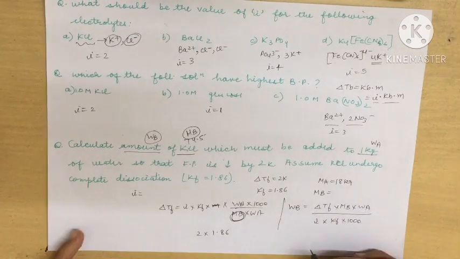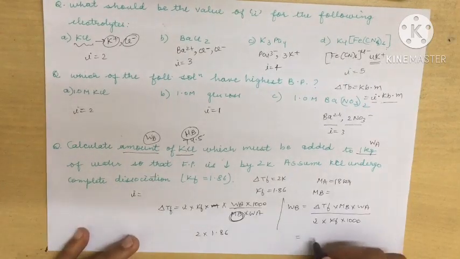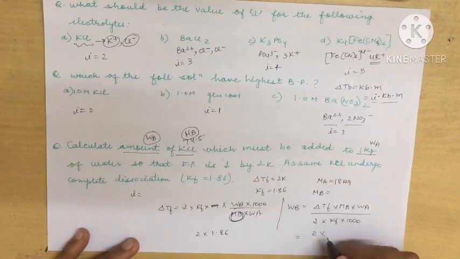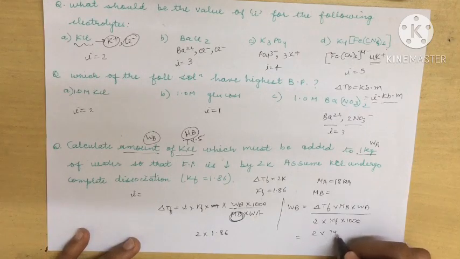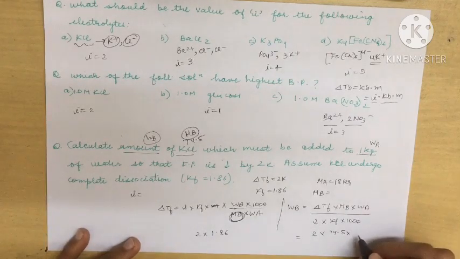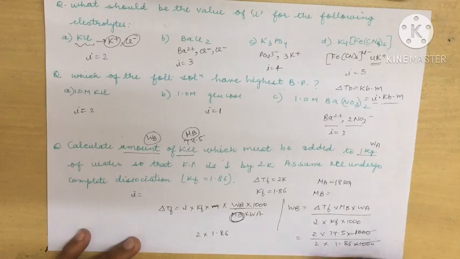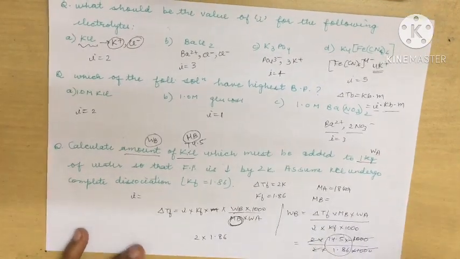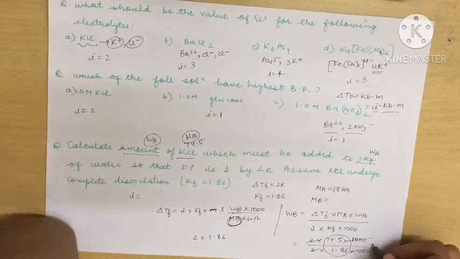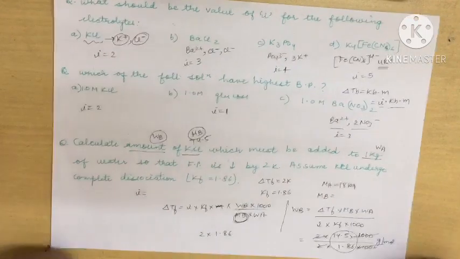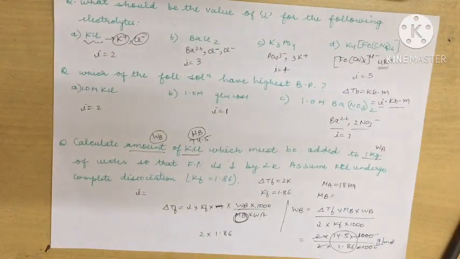Now putting the values, we get delta Tf is already 2 multiplied by Mb. Mb is 74.5 multiplied by Wa, which is 1 kg or 1000, upon i, which is 2, multiplied by Kf, 1.86, multiplied by 1000. This gets cancelled. Now you can calculate this value. Whatever it will be, it is in gram per mole. In that way you can solve and find the answer.